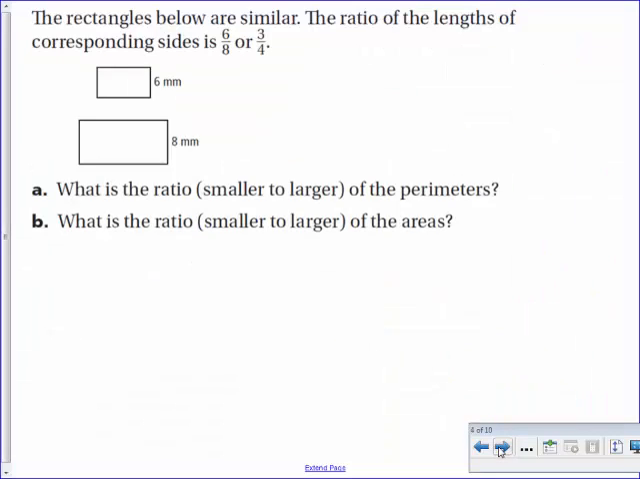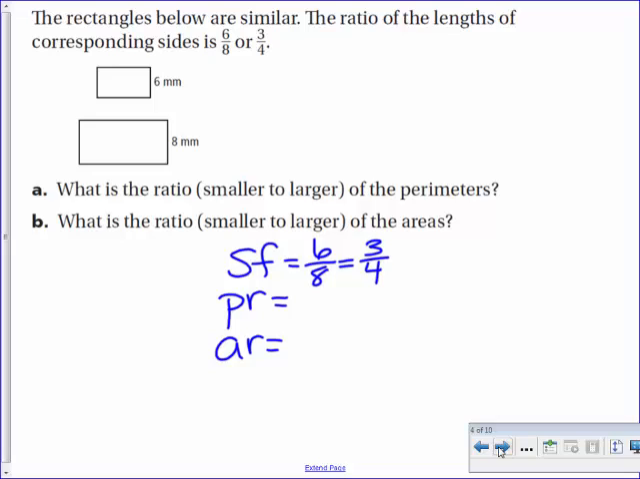So it says the rectangles are similar and they give you the side lengths of 6 to 8. So it says what is the ratio of the smaller to the larger of the perimeters. I always write scale factor like SF, perimeter ratio is PR, and area ratio is AR. And I'll be setting that up throughout the entire presentation. So remember, scale factor is the side length, but you have to simplify that. That's why the scale factor is going to be 3 to 4.